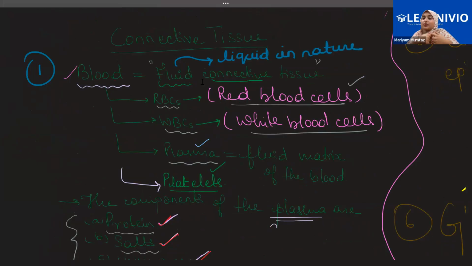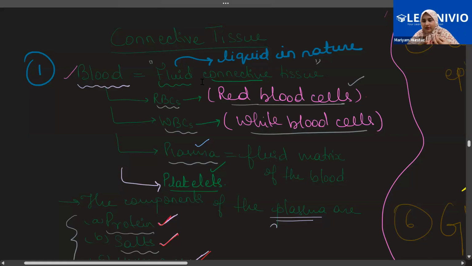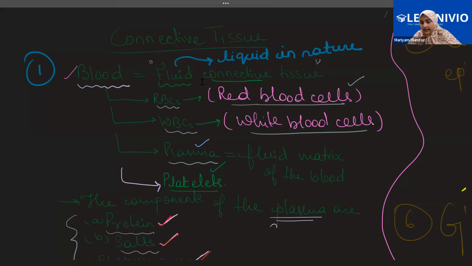a liquid that runs throughout our body, and blood is the tissue that connects almost everything in the body, isn't it? It is responsible for transportation also. So blood is the fluid connective tissue of our body, the reason being it is fluid in nature. Now this blood in our body is not as simple as it seems. It is actually composed of a variety of components.